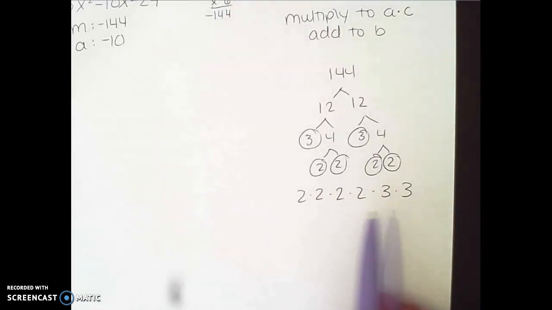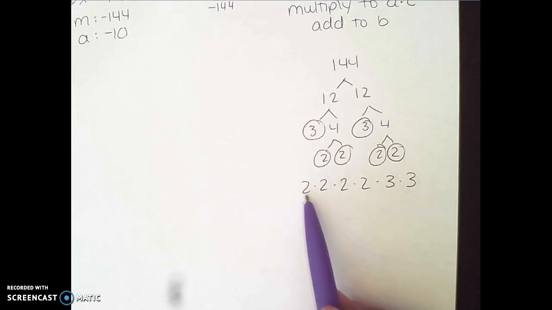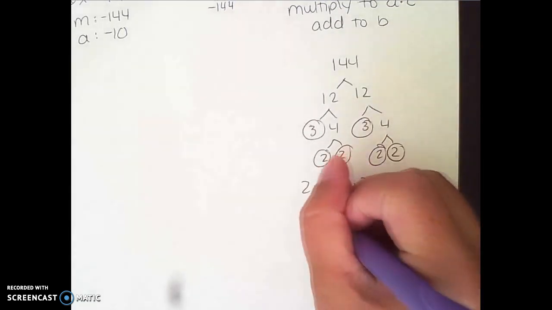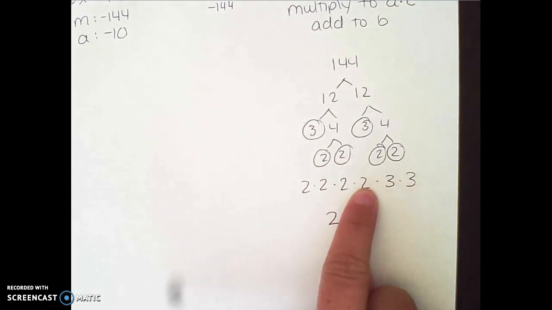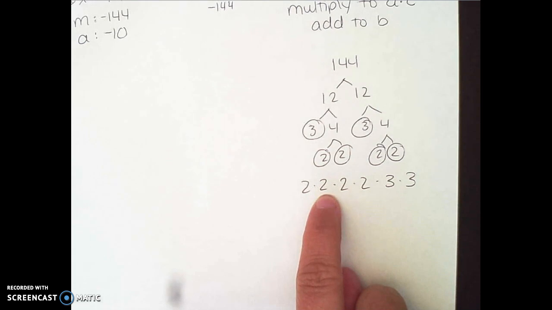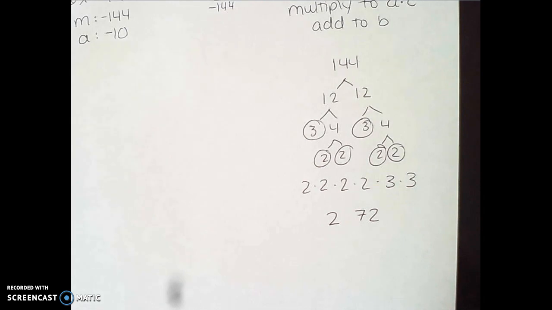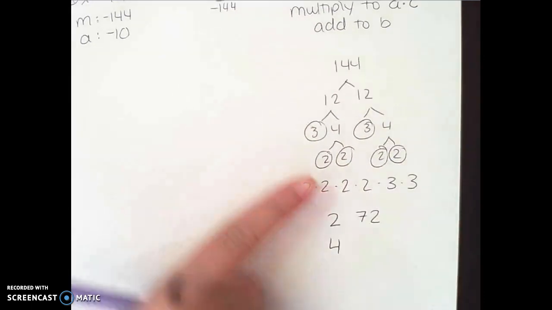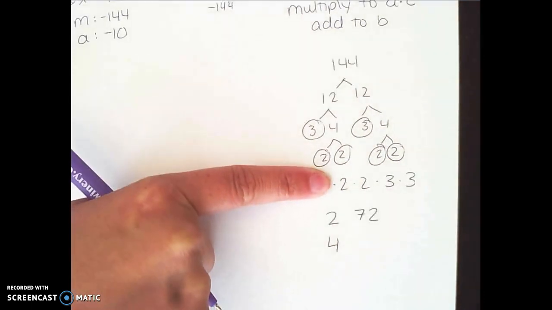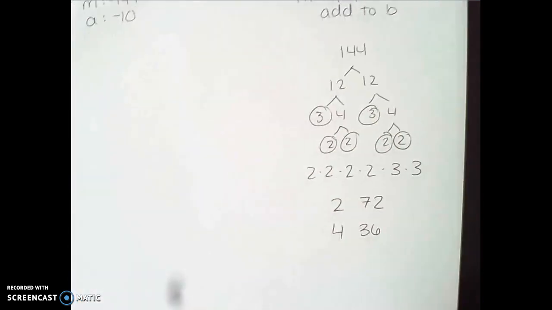So I can use this list of prime factors to come up with other factors of 144 by grouping them in different ways. So let's maybe just take the 2, and then I'm going to use all of the rest of the numbers. So 3 times 3 is 9, times 2 is 18, times 2 is 36, times 2 is 72. So 2 and 72 are factors of 144. This next time I'll do 2 times 2, which is 4. So I used 2 of the 2's. What's left is 3 times 3 is 9, times 2 is 18, times 2 is 36. So 4 and 36 are factors.